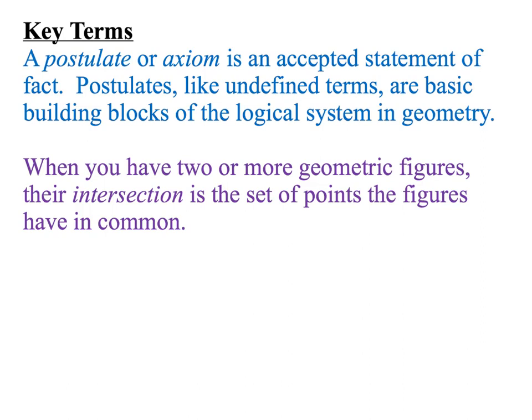The next vocab would be a postulate or axiom. So this is a statement that is fact that we know is true. And we have one or more geometric figures. Their intersection is the set of points. So this is very confusing. I would not write this down, but I just want you to read it. So again, make sure you're pushing pause and writing down the information.